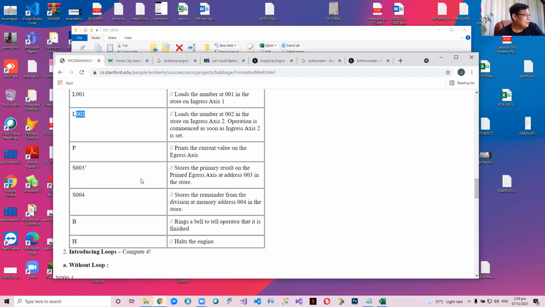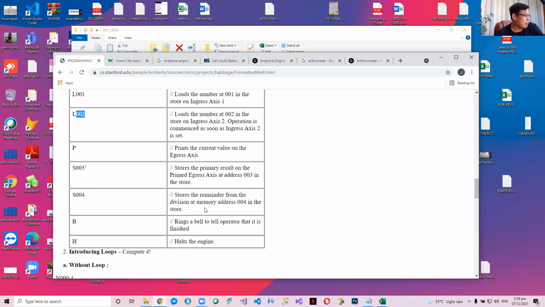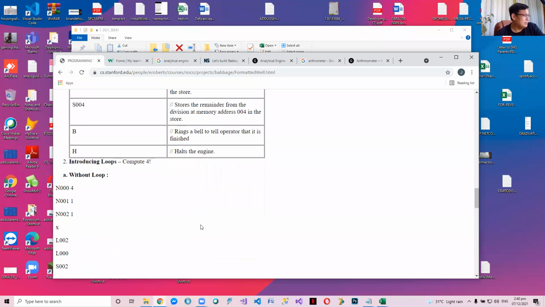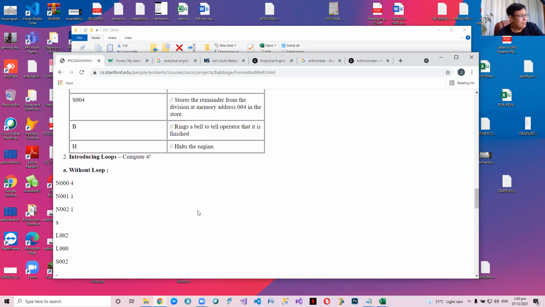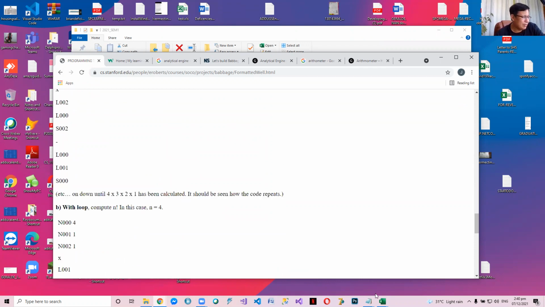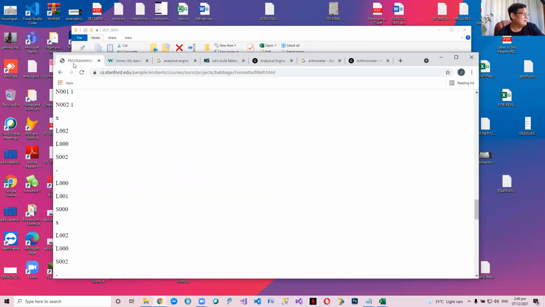Okay? And S003 will store the result of 500 over 30 to S004. And B means ring a bell to tell the operator that it's finished and look at the egress axis. Okay? You follow? Now we'll have a sample program other than that. No, this program only computes 500 over 30. Okay.